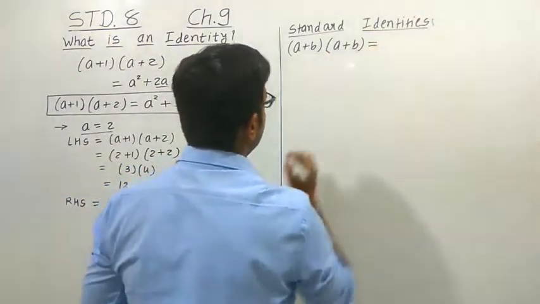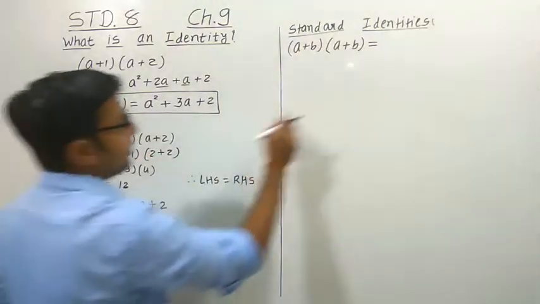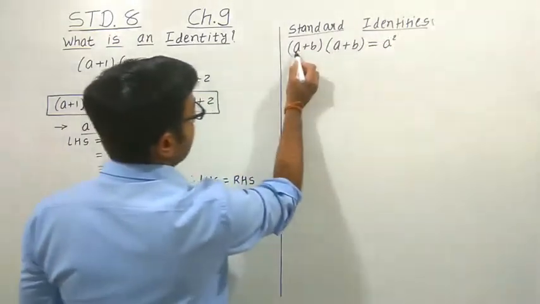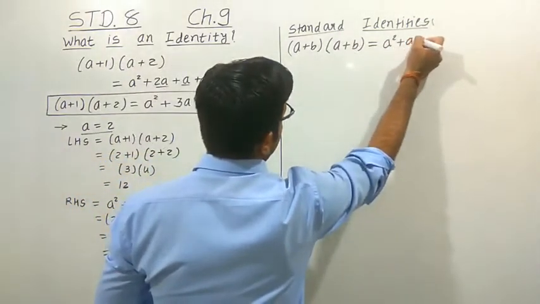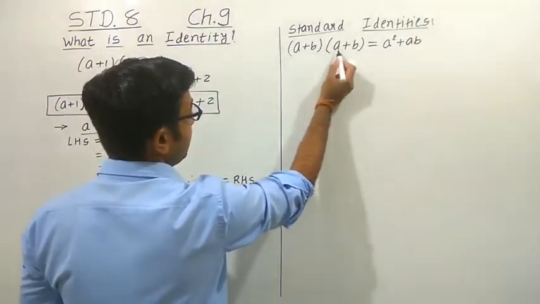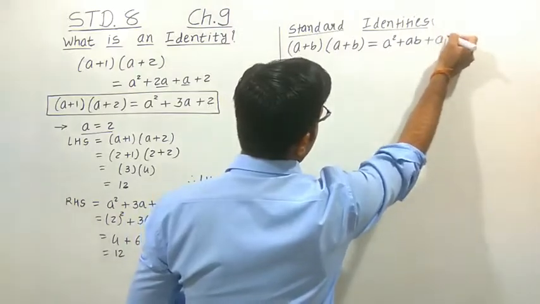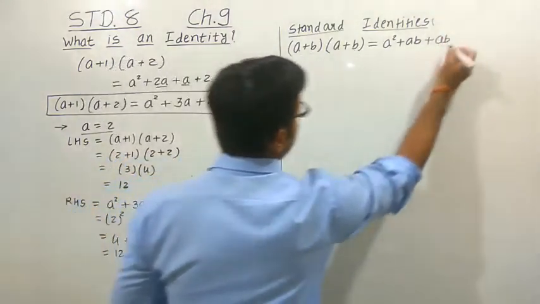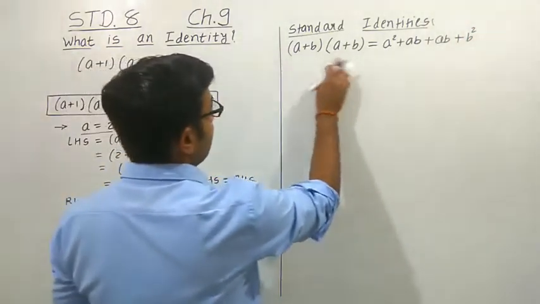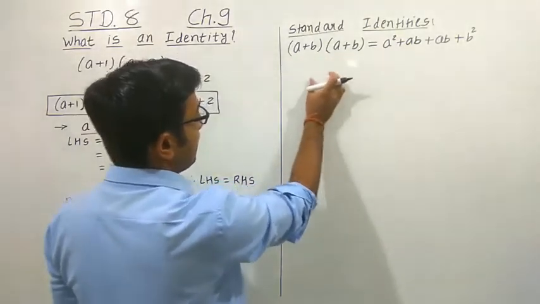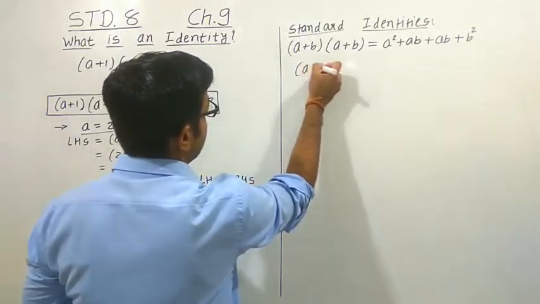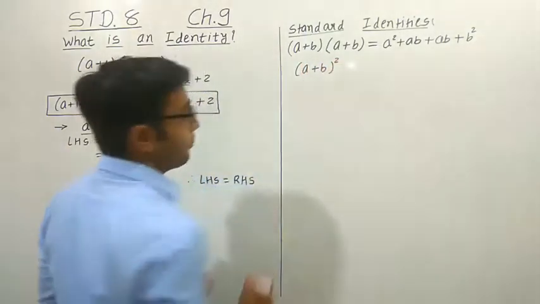We know how to multiply it, as we have applied before. The same thing we have to apply here. First of all, a into a, that gives a square. Now a into b, that is ab. Now let us multiply b with both the terms. So b into a is again ab, and b into b is b square. As I have said, it is like 3 into 3, which we can write as 3 square. So here also we can write it as a plus b whole square.